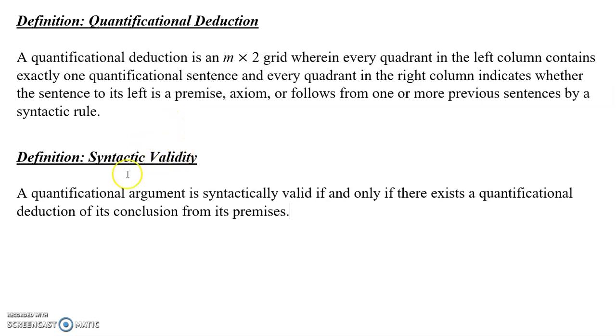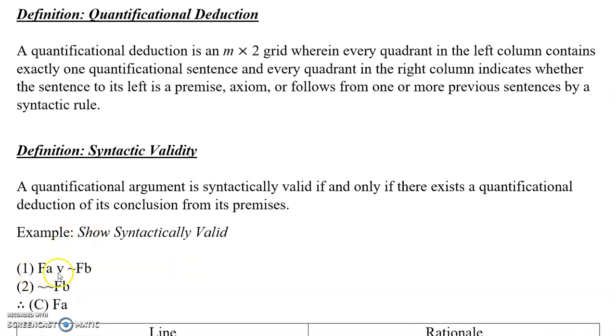Furthermore, we say that an argument is the same as ever, right? It's a set of sentences, okay? This time a set of sentences with quantifiers and quantifier apparatus, the stuff from Chapter 4. So a quantificational argument is syntactically valid if and only if there exists a quantificational deduction of its conclusion from its premises. So let's go ahead and take a look at an example.